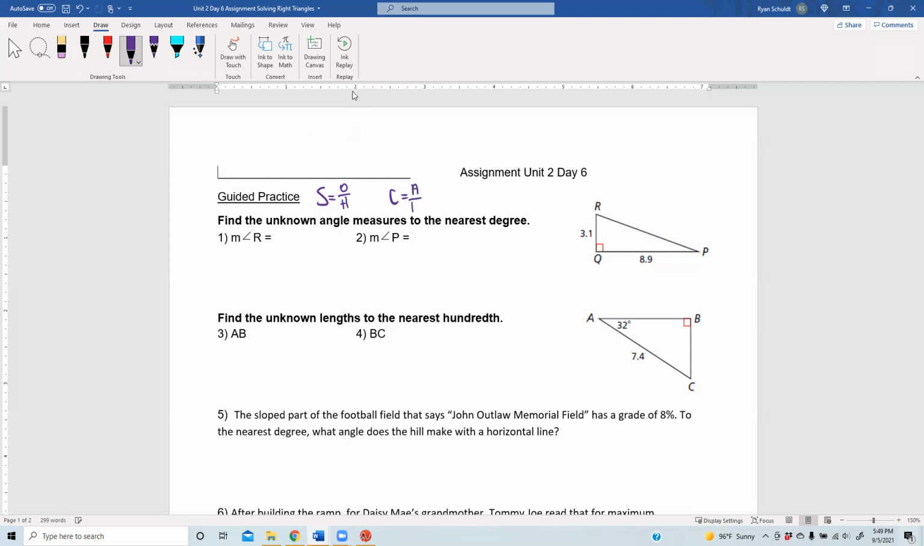SOHCAHTOA. Okay. So they want us to find angle R first. There's R. So the 8.9 that they give us. Oh, let me back up. What should we do first? Now that I know the angle, label the legs.